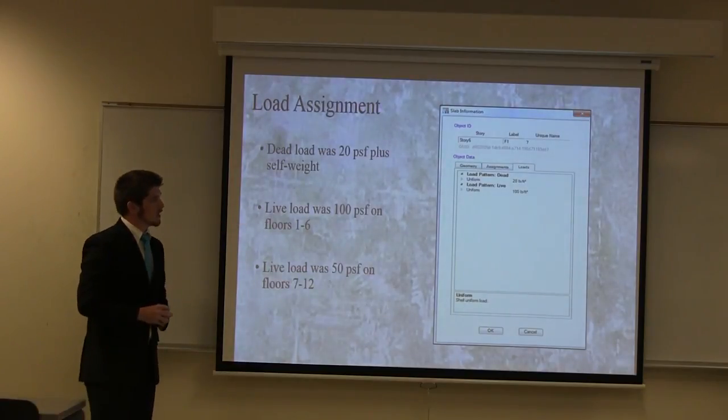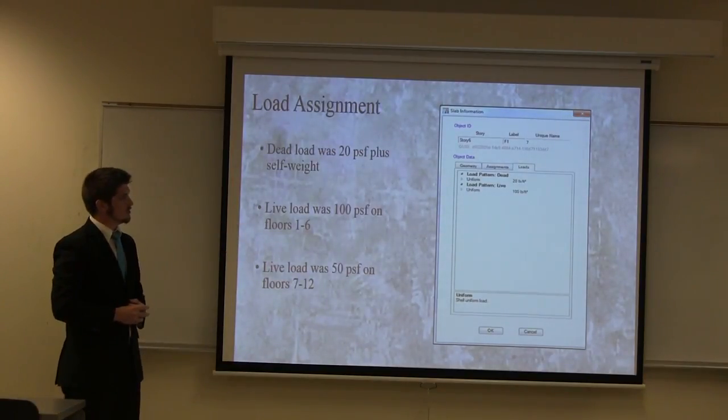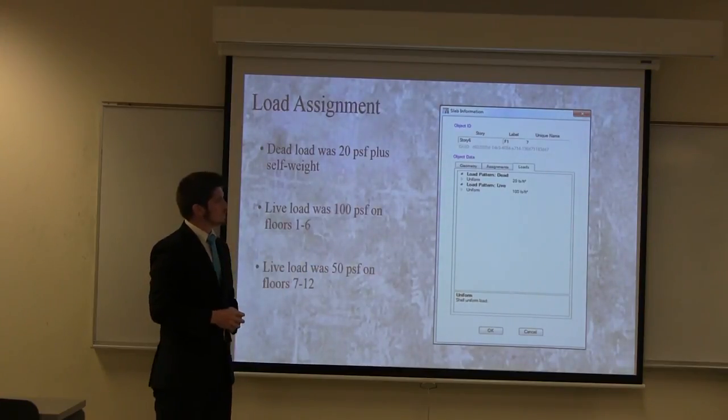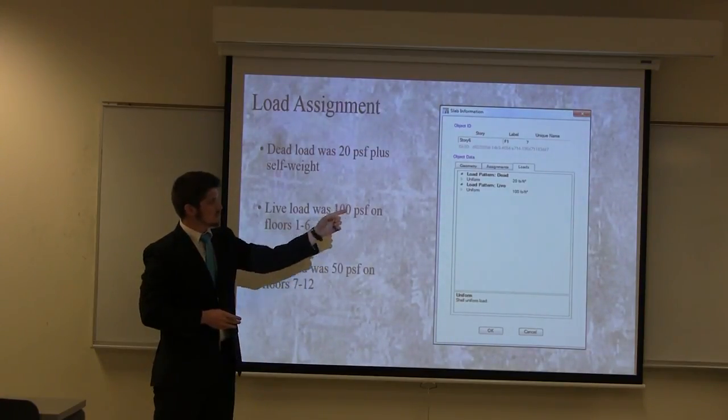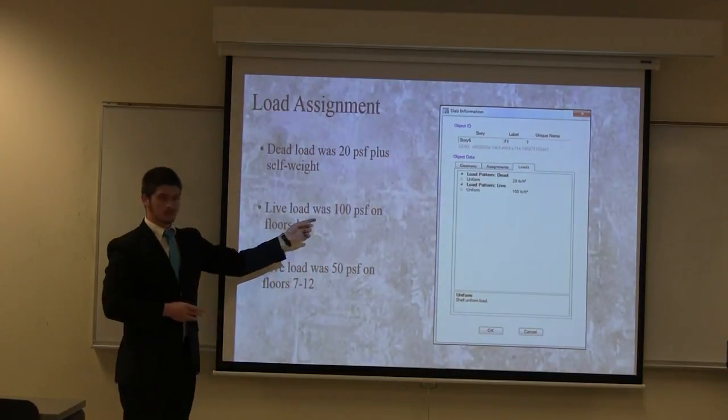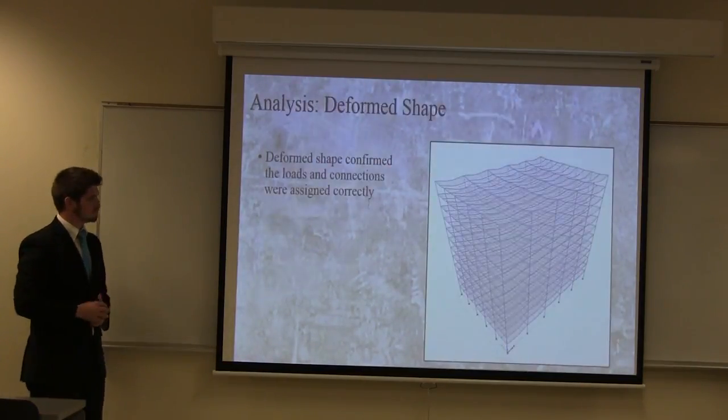You can see right here in this dialog box, this is actually a check that our loading was done correctly. And you can see that the uniform dead load was 20 pounds per square foot, and the uniform live load was 100 pounds per square foot. And note that this is actually on story 6, so that's what we wanted to see.